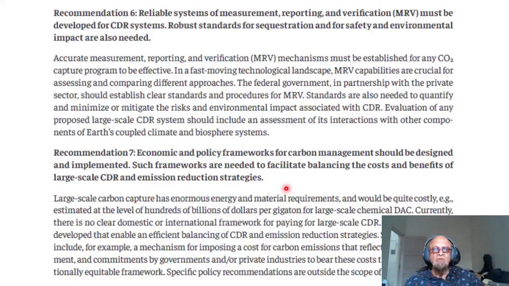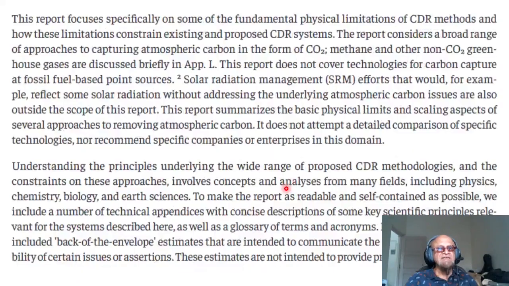So nothing will work unless they are economically viable, and policy frameworks must incentivize behaviors which favor carbon management in a sustainable fashion, but also avoid the moral hazards of continuing to emit because we are doing CDR. So the report basically focuses specifically on some of the fundamental physical limitations of CDR methods and how these limitations constrain existing and proposed CDR systems. I'm going to be brief about it because each chapter has a summary, and I'll just read the summary and some additional points very briefly.